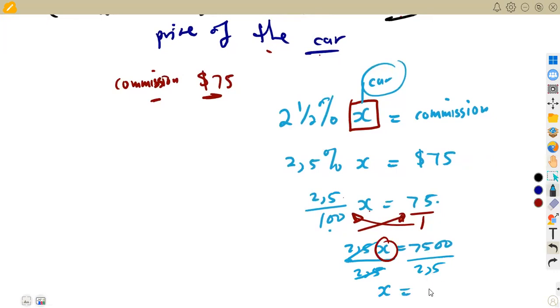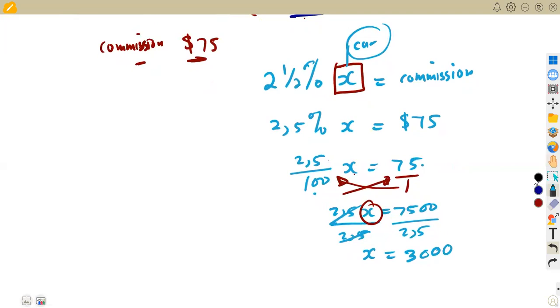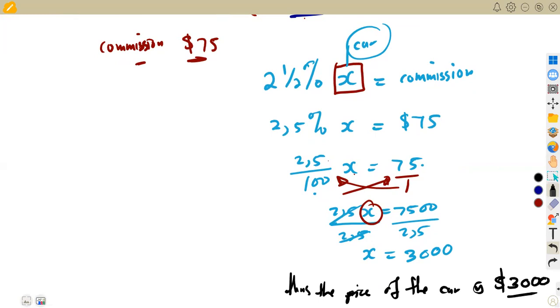So this was going to give us 3,000 in this case. So thus, the price of the car was supposed to be $3,000. So that's the price of the car. The price of the car is 3,000 in this case. Remember, this was in dollars, so it's going to be $3,000 as the price of the car.